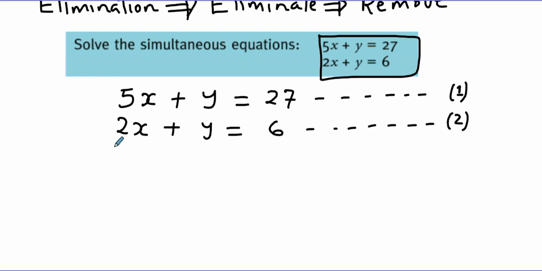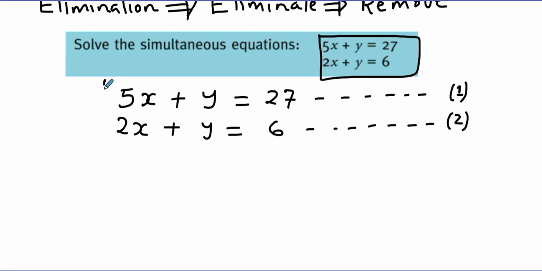So now, can you see these letters here? We have x in equation number 1 and we have x in equation number 2. We have y in equation number 1, we also have y in equation number 2. So you can see that these letters are matching exactly. So let me show you how we remove the letter x so that we can get the value of the remaining letter, and that is y. So how do we remove the letter x?